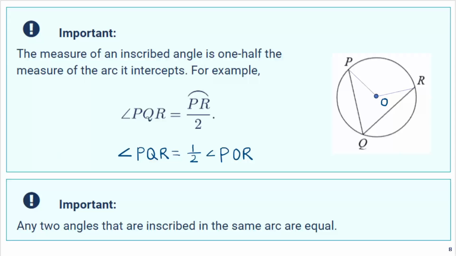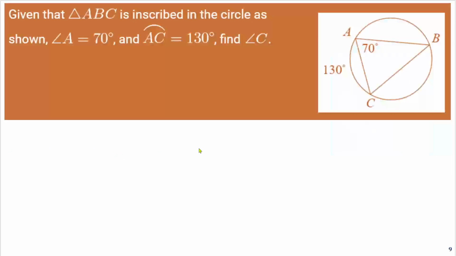Alright, then let's use what we have learned so far to solve some example questions. First, consider this question here. Given that triangle ABC is inscribed in the circle as shown here, angle A equals 70 degrees and arc AC equals 130 degrees. Can you find angle C?